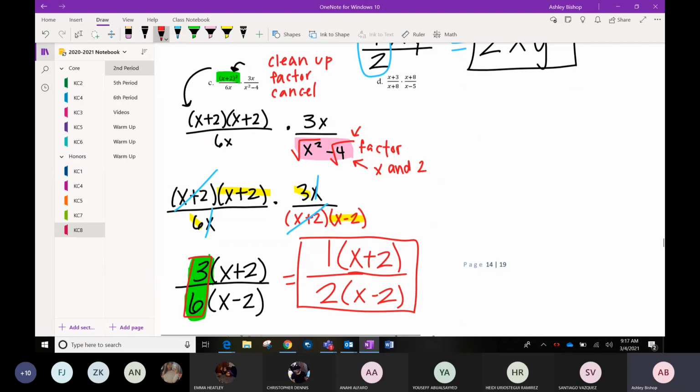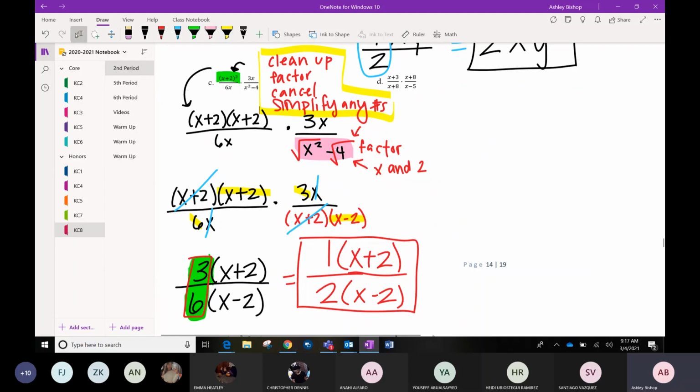And I'm going to put clean up, factor, cancel, and then I'm going to also write simplify because I want you to know to simplify any numbers. So this is the key. We want these steps here. Simplify any numbers you may have.